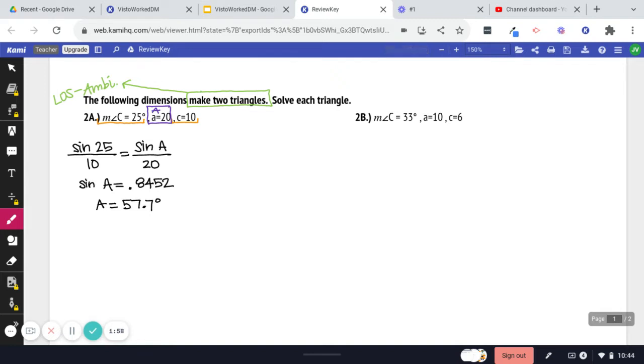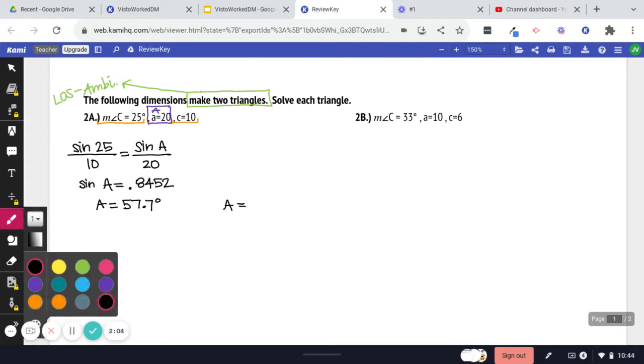go, uh-oh, could it be two triangles? Am I doing two triangles? So I'm going to check the second version of A, right? And so I'm going to do 180, and I'm going to subtract 57.7. And my second version of A is going to be 122.3, which in the context of this question, having a 122.3 degree angle and a 25 degree angle is totally fine.